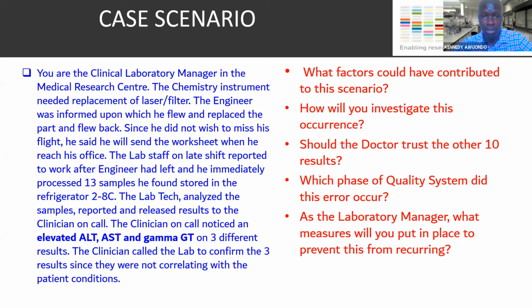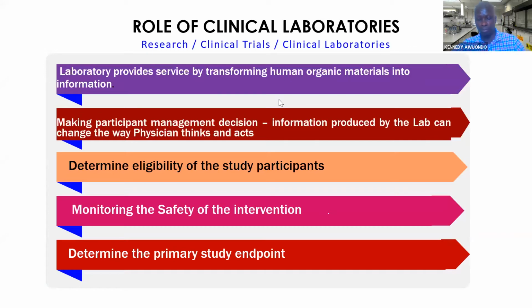The clinician on call noticed an elevated ALT, AST, and gamma GT on 3 different results. The clinician called the lab to confirm the 3 results, since they were not correlating with the patient conditions. So we need to discuss this at the end of my presentation: what factors could have led to this scenario, how will you investigate the occurrence, and many others we are going to discuss after the presentation.